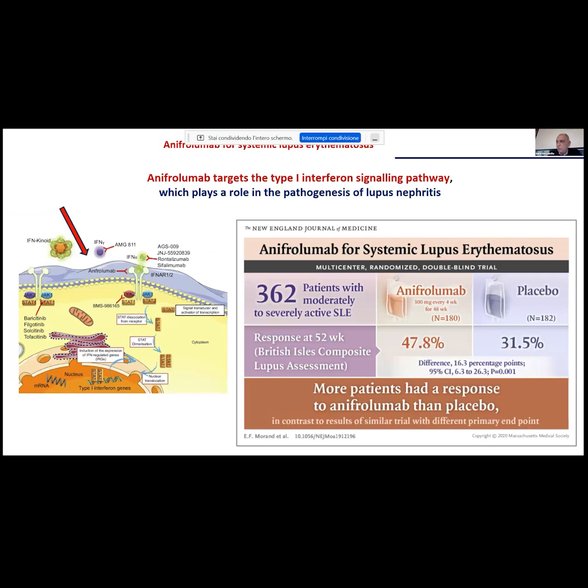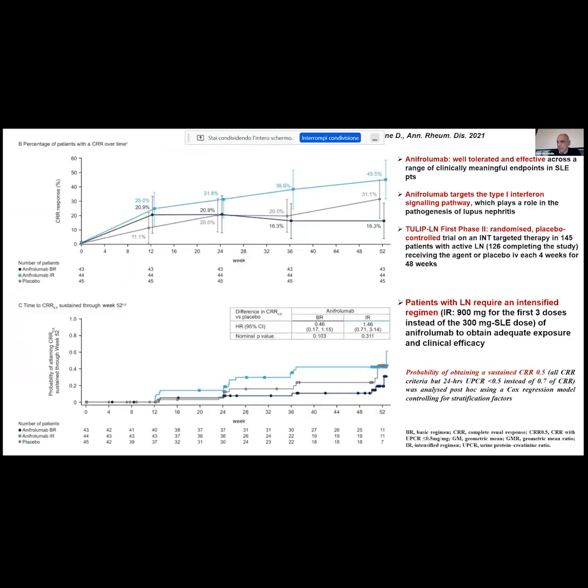In non-renal, moderate or severe systemic lupus erythematosus, anifrolumab added to the standard of care proved to be superior to standard of care plus placebo. As regards patients with lupus nephritis, they required an intensified regimen consisting of 900 milligram as compared to 300 milligram for standard non-renal lupus to achieve an adequate exposure and clinical efficacy.